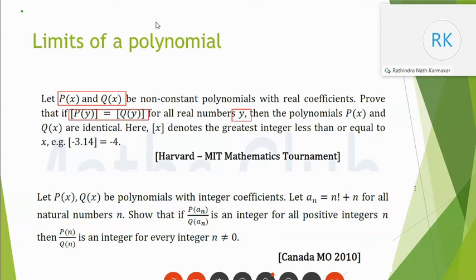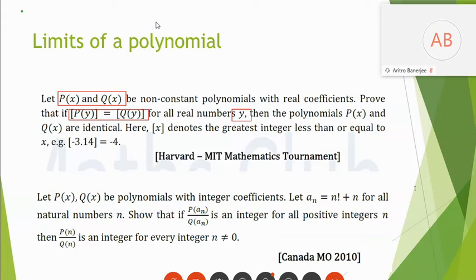We can substitute p of x equals the greatest integer of p of x plus the fractional part of p of x. Then f of x equals p of x minus q of x, which equals the fractional part of p of x minus the fractional part of q of x. Now we see that they are bounded, so f of x is a constant polynomial.